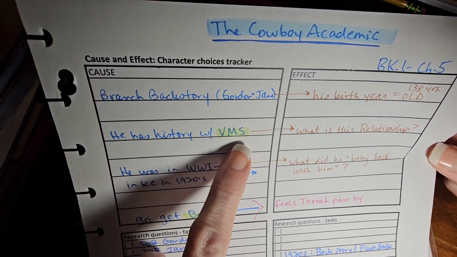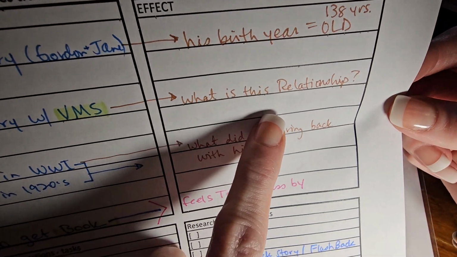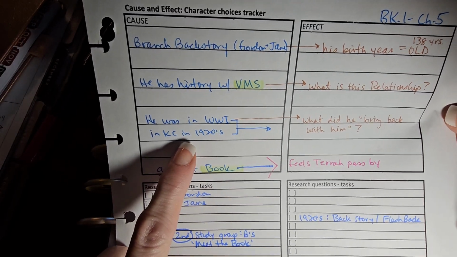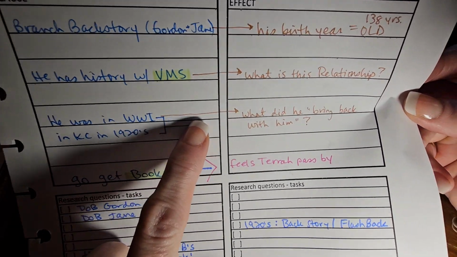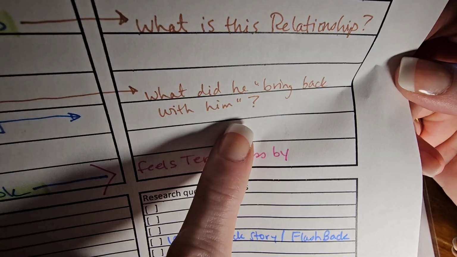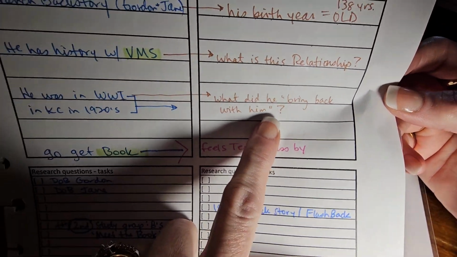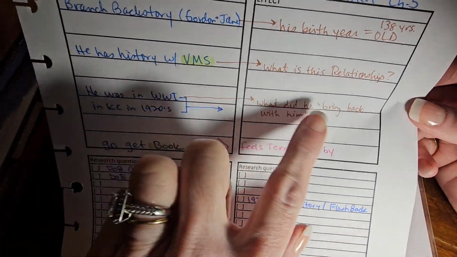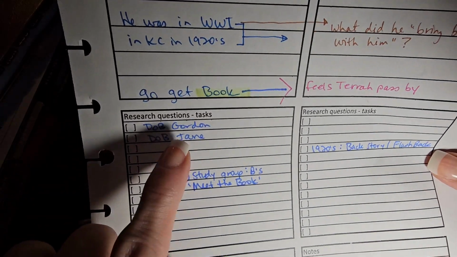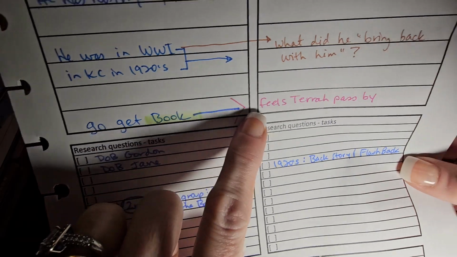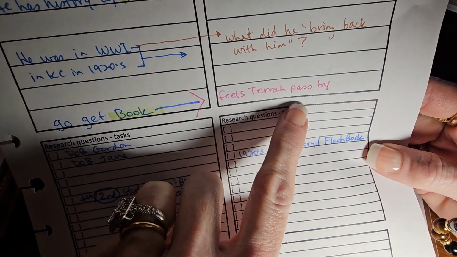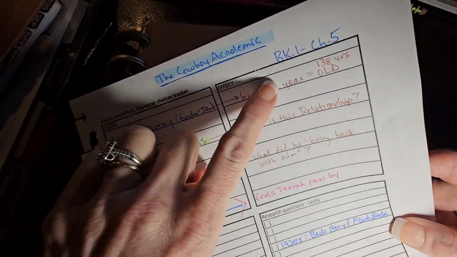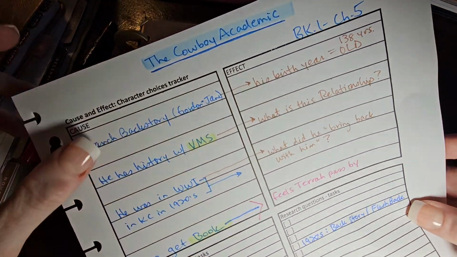He has a history with the Voynich manuscript, and I make a note: what is this relationship? Then he was in World War I and in Kansas City in the 1920s. And my note to myself is, what did he bring back with him? Okay, so that could be literal, it could be figurative, it could be an attitude. I'm not going to tell you what that is because I don't want you to know. Then I've got go get the book, feels Tara pass by. Okay, so those are some key items that take place in this chapter 5 of book 1.